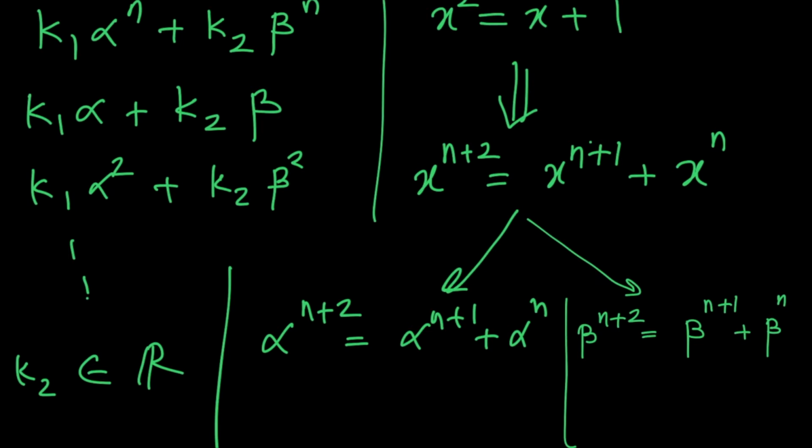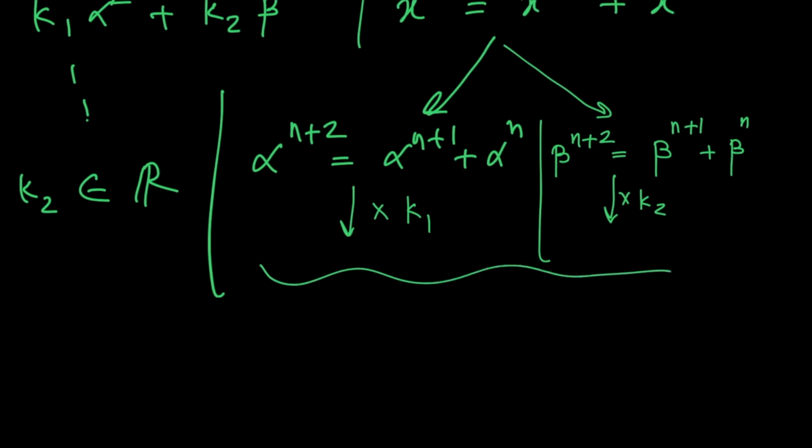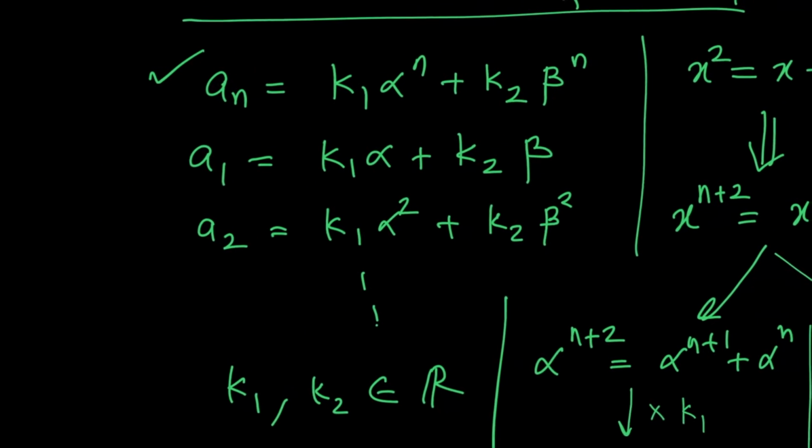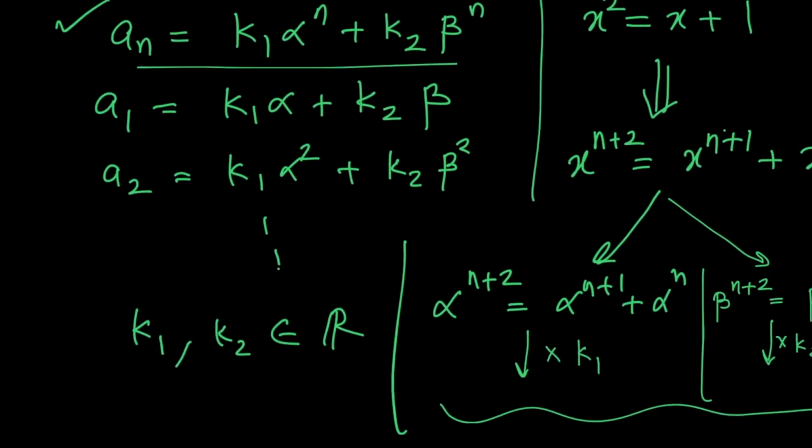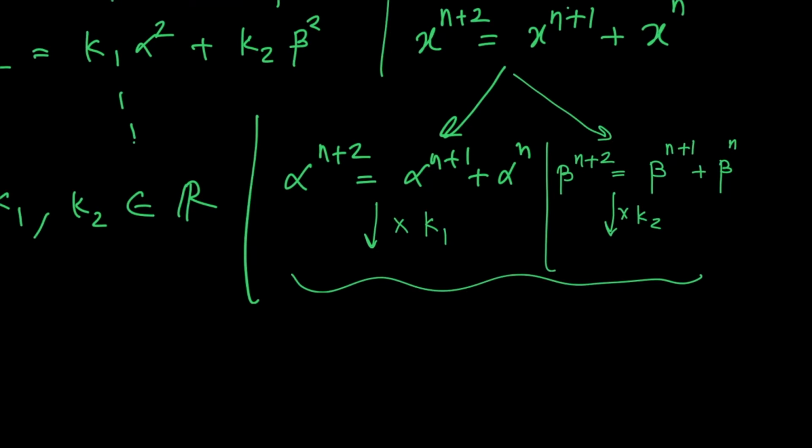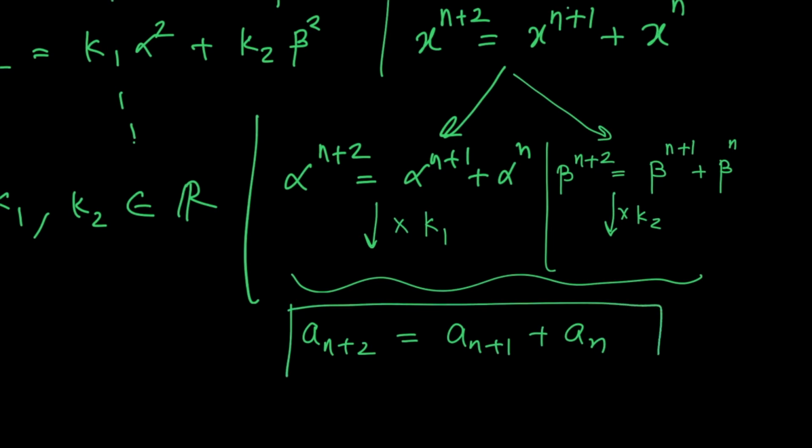Now, you multiply the first equation with k1, multiply the second equation with k2, and you add these two expressions. What will you get? On the LHS, we have k1 into alpha power n plus 2 plus k2 into beta power n plus 2. That is going to be a n plus 2. On the RHS we have a n plus 1 plus a n. So, that is a very important thing.